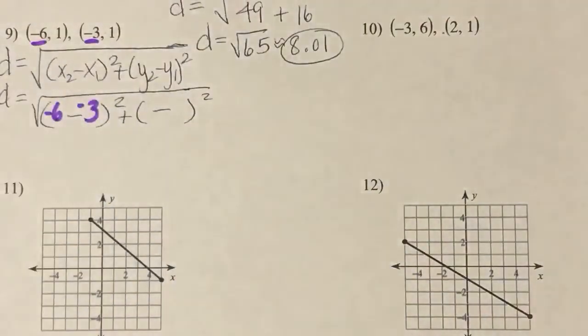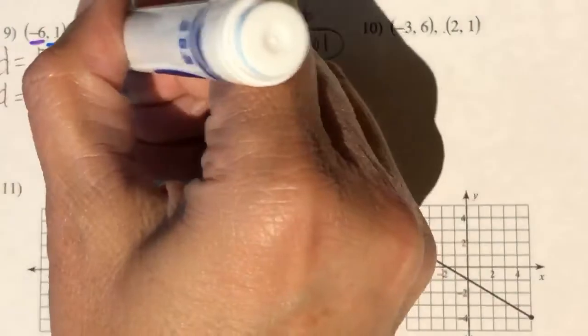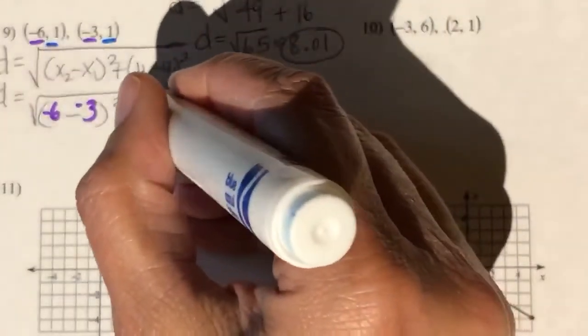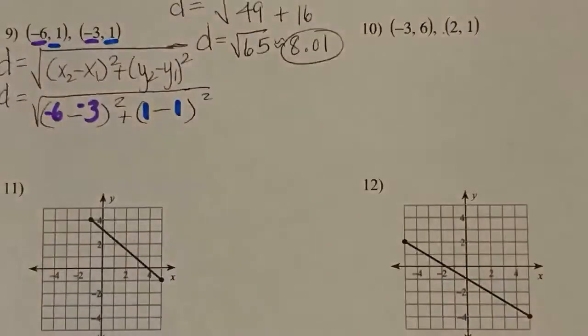So now let's go to the y values. The y's are 1 and 1. Okay, so that one's going to give you something easy.